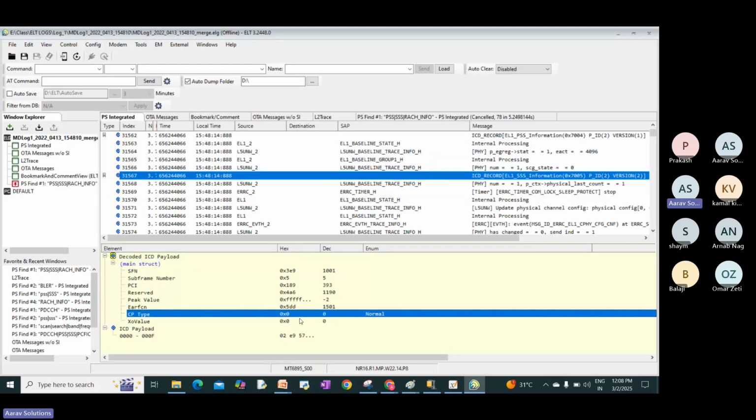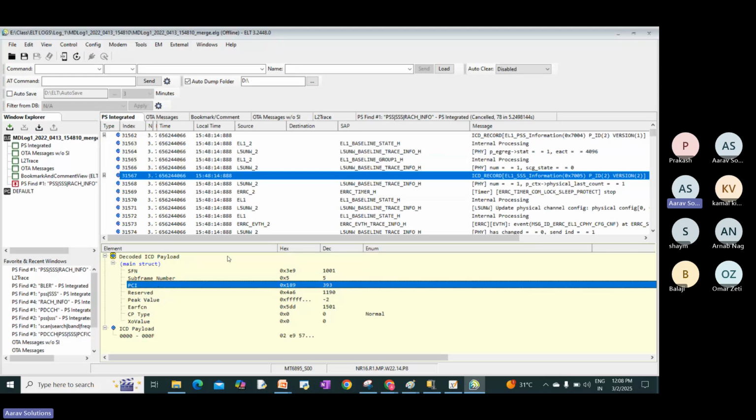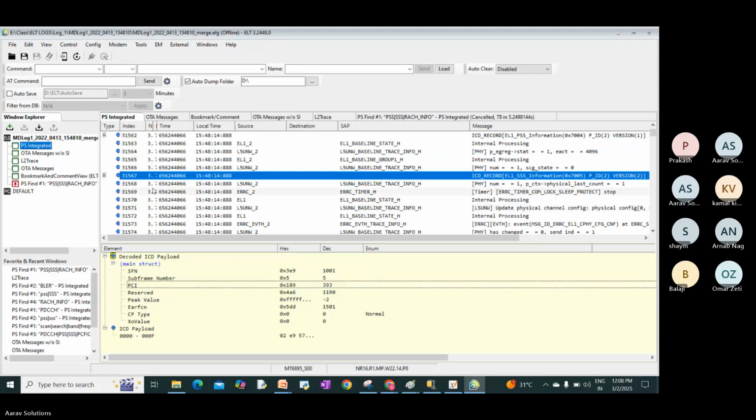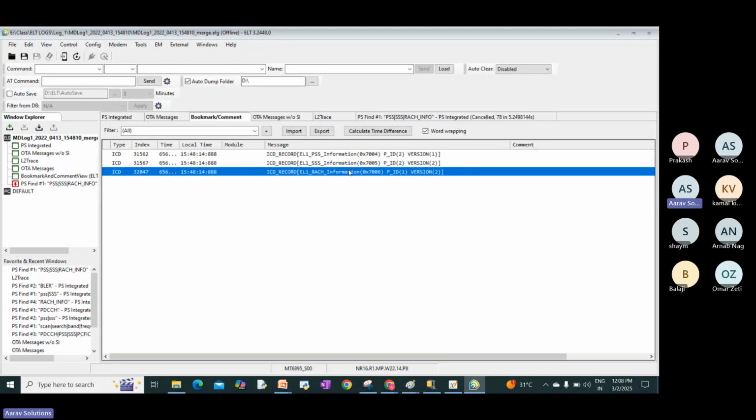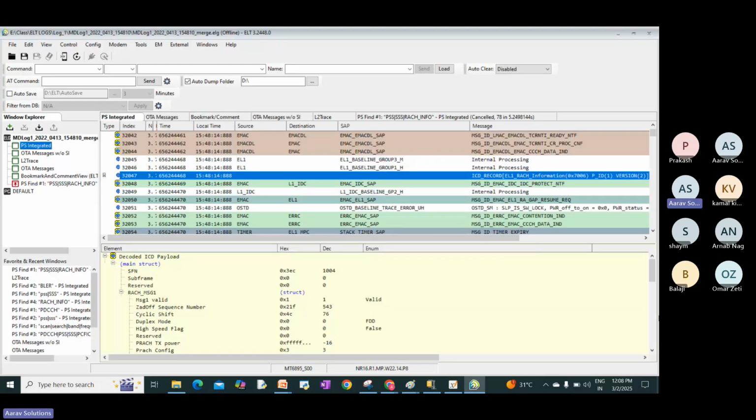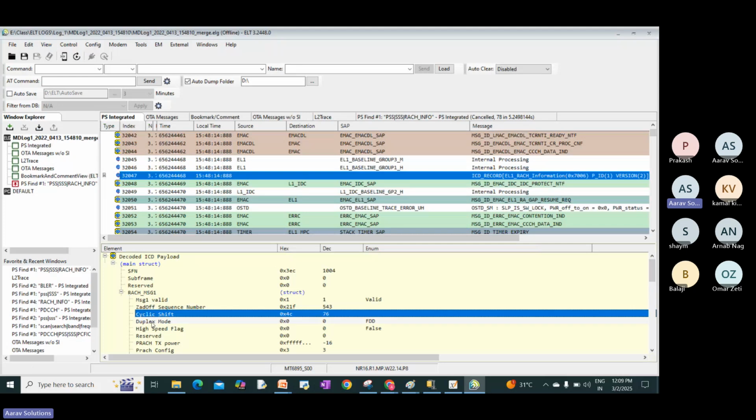Here we can see CP. Here we can see what PCI it is. Now, everything we can see in the log. Message one: what cycle shift we have applied.